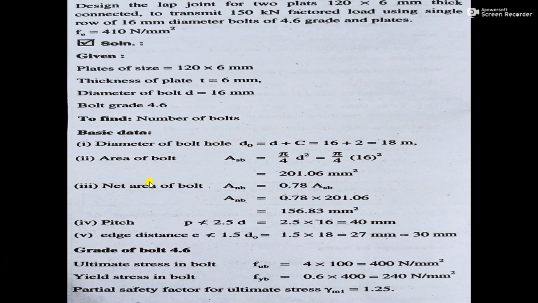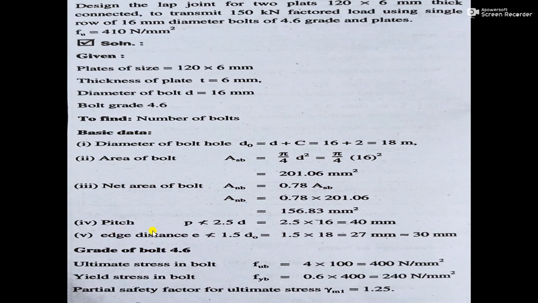So while solving the problems, you can directly calculate the net area of bolt as 0.78 into pi by 4 into d square. Directly you have to take. You don't consider this area of bolt at ASB. Don't calculate this one. Directly go, net area of bolt ANB is 0.78 into pi by 4 into dn square. Dn is the nominal diameter. From that you have to calculate ANB. This value is required while solving the problems.